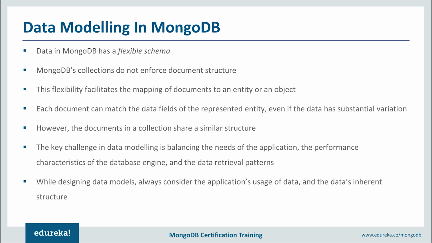However, the documents in the collection have a similar structure. Since we have the facility, we don't want to store random data, we don't want to store it in a single one. The key challenge in data modeling is balancing the needs of the application, the performance characteristics of the database engine, and the data retrieval patterns. While designing database models, always consider the application's usage of data and the data's inherent structure.